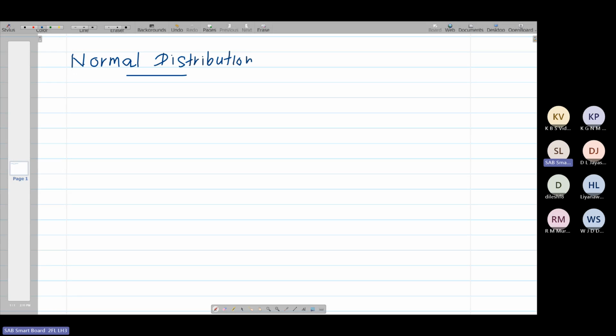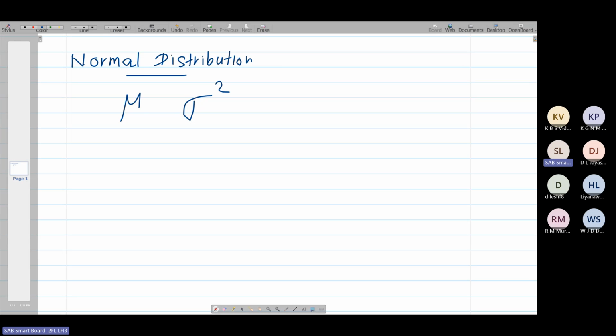Characteristic of population. Characteristic of population we call a parameter. The normal distribution consists of two parameters: the population mean and the population variance. So what are the two parameters in the normal distribution?